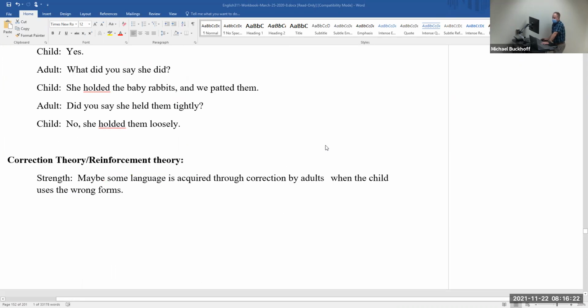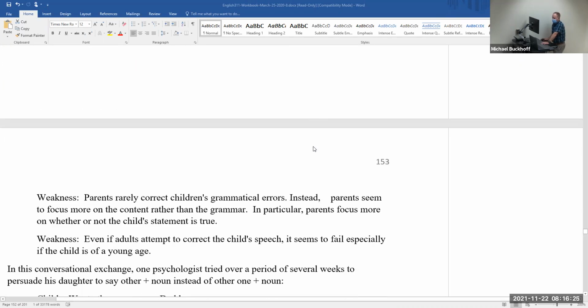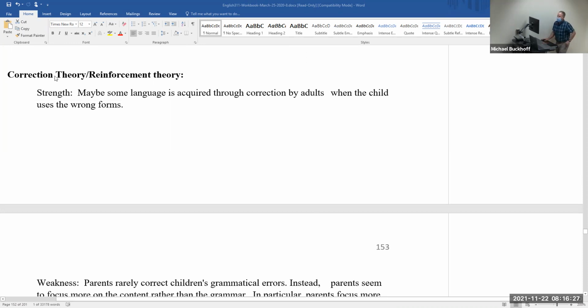Okay, let's look at correction reinforcement theory. If you want to define it, it's kind of like what it says: children learn by being corrected when they're using the wrong forms of something, or they learn by being reinforced when they're doing the correct form of something. So the correction and reinforcement occur with the parents, and then children learn the language through both correction and reinforcement. Strength: maybe some language is acquired through correction by adults when the child uses the wrong forms.